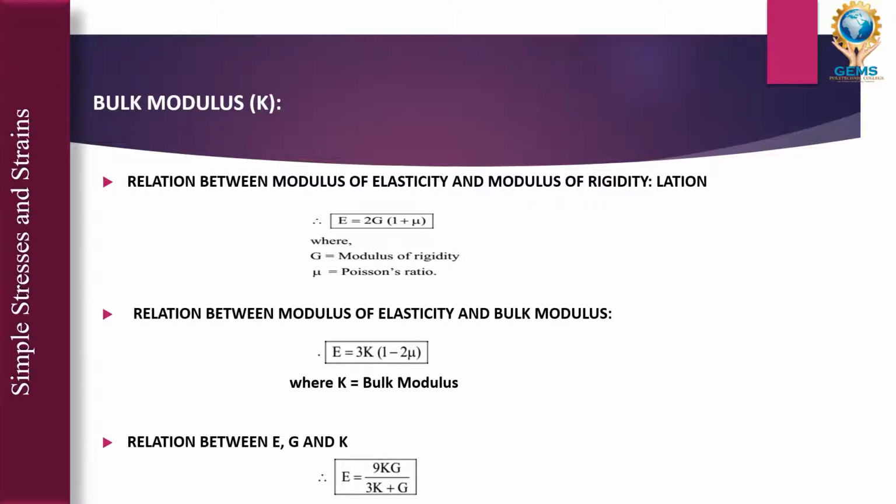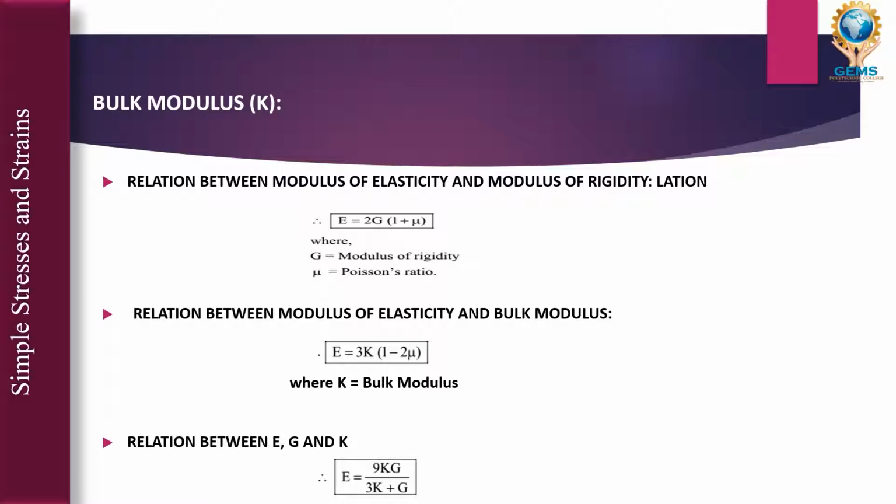So what is relation between modulus of elasticity and modulus of rigidity? Actually, if you will see, modulus of elasticity is denoted by letter E, or it is also known as Young's modulus, and modulus of rigidity is denoted by letter G. Understand? Or C or N. So what is the relation? E is equal to 2G into 1 plus mu. Mu is Poisson's ratio.